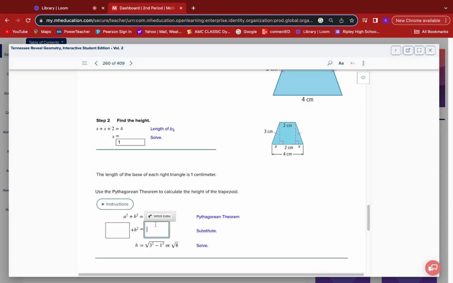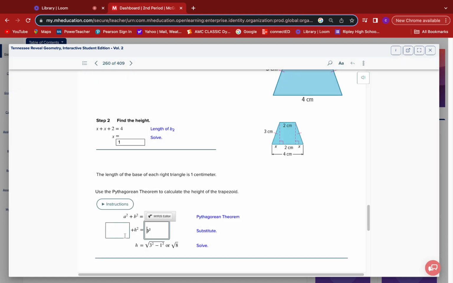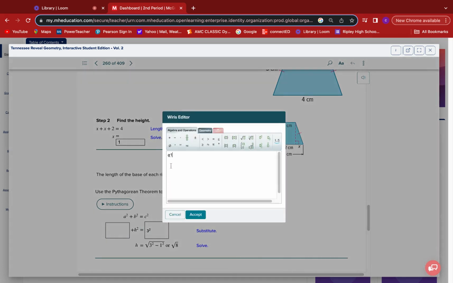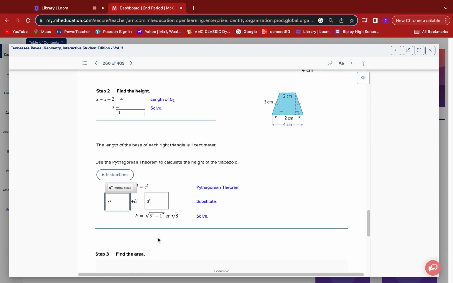Okay, there we go. The computer is being slow. The hypotenuse is the 3 squared. All right, so that's going to be a 1 squared. All right, so 1 squared plus the height squared is equal to the hypotenuse 3 squared. I'm going to subtract 1 squared to the other side and then square root that. So 3 squared minus 1 squared.